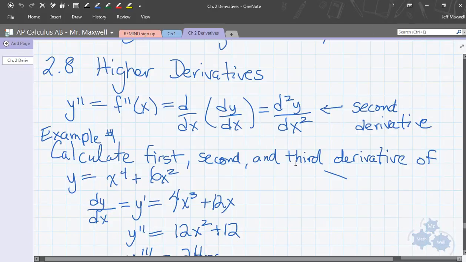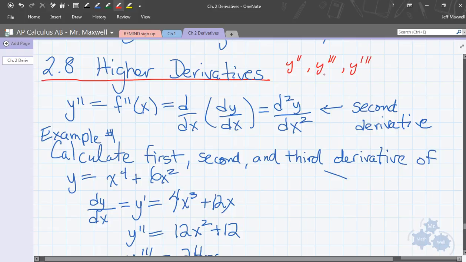All right, so I want to just cover really quickly. This actually is a review lesson for most of you. And just want to talk about higher derivatives, section 2.8 in your calculus text. Higher derivatives, we're talking about the second derivative, the third derivative, and so on. Okay, fourth derivative, and so on.